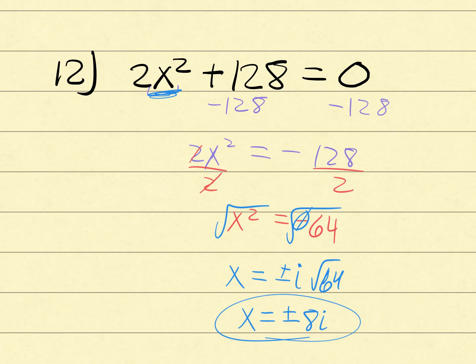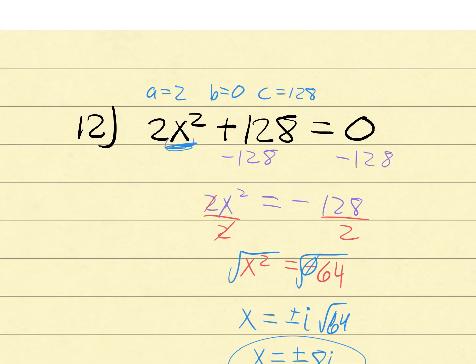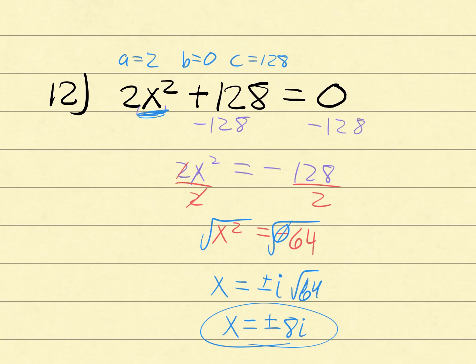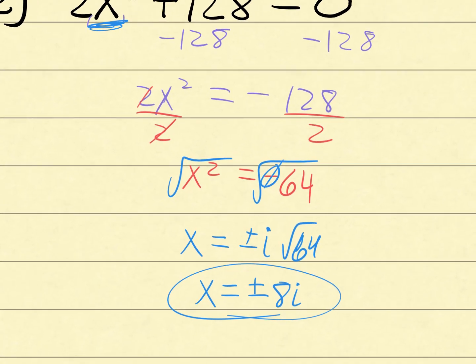If you were to use the quadratic formula, what would a, b, and c be? So a is in front of our x squared, so 2. Do we have a b term? No, there's no b term, so we can just say b is 0. And then c is 128. That's if you wanted to do the quadratic formula, and then you would just plug these into your formula. But again, taking the square roots was the best way to go about it. It got us our answer the fastest.